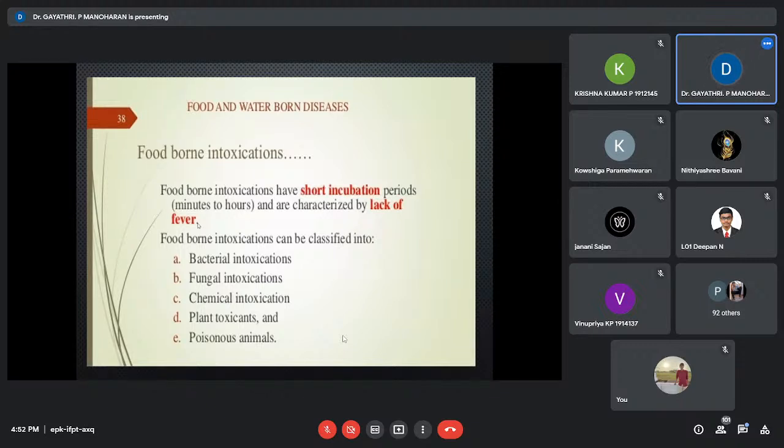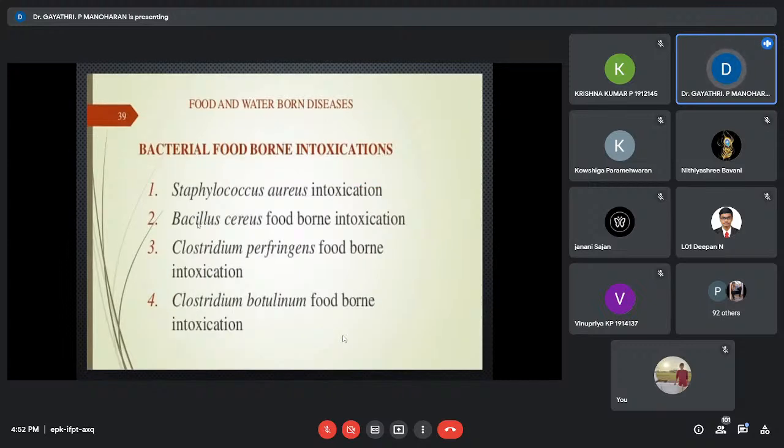ஸோ ஃபுட்பார்ன் இன்டாக்சிகேஷன்ஸ் என்னென்னலாம் கிளாஸிஃபை பண்ணிருக்காங்கன்னு பாத்தீங்கன்னா, என்னென்ன ஆர்கானிசம்ஸ் ப்ரொடியூஸ் பண்ணுதோ அதை வச்சு கிளாஸிஃபை பண்ணிருக்கோம். It is bacterial intoxication, fungal intoxication, chemical intoxication, plant toxicants and poisonous animals. Okay, so these are all the common foodborne intoxications. First we are going to see about the bacterial foodborne intoxication. Staphylococcus aureus intoxication, Bacillus cereus, Clostridium perfringens and Clostridium botulinum. So these are all the organisms' names.